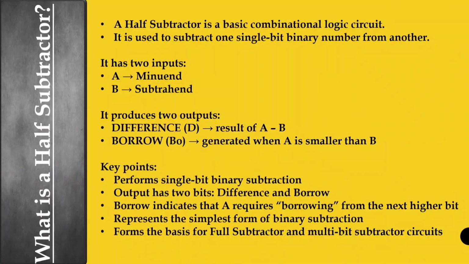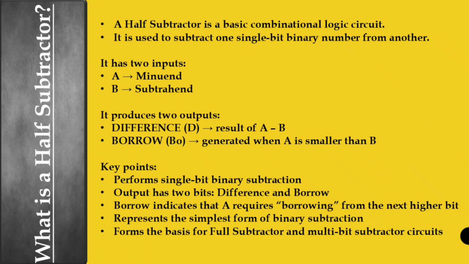A half subtractor is a basic combinational logic circuit. It is used to subtract one single-bit binary number from another. It has two inputs, A is called the minuend and B is called the subtrahend. It produces two outputs: difference, which is the result of A minus B, and borrow, which is generated when A is smaller than B. The key points to remember are, it performs single-bit binary subtraction.